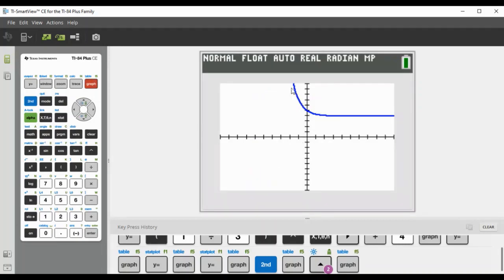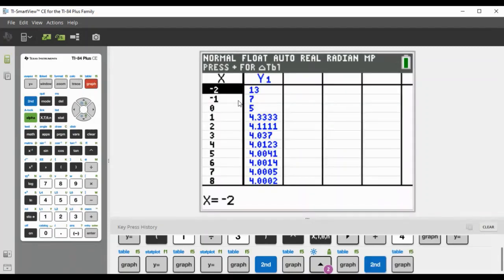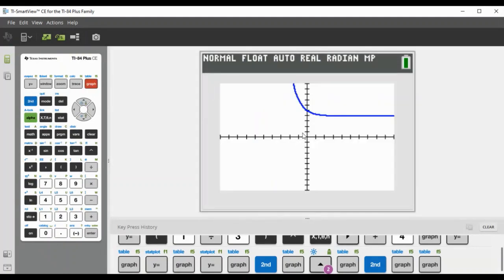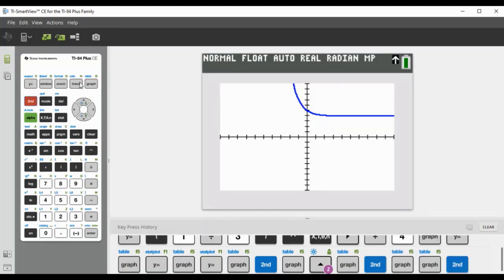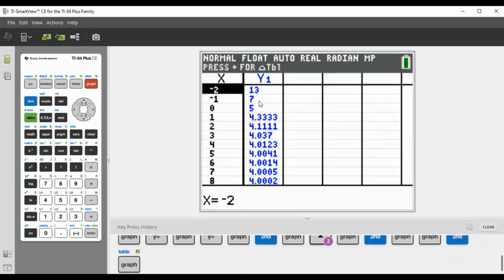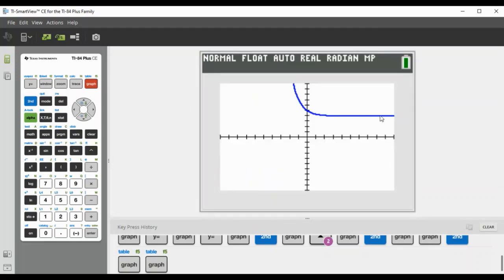So -2 is way up there. Where was that at? -2 was at 13. And then -1 is about 6-ish. Let's see what it says on the table. 7. 0 is at 5, 1 is at 4.3, and notice how they are all approaching 4. Look how close they're getting to 4, and those decimals go forever. So that's what happens here with this graph. It's approaching 4 at the asymptote, but it doesn't touch it.